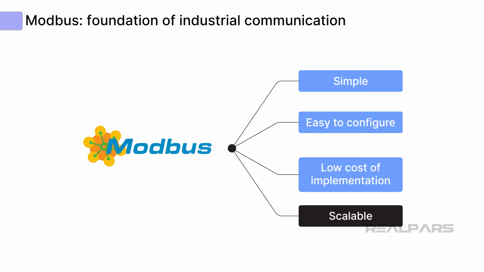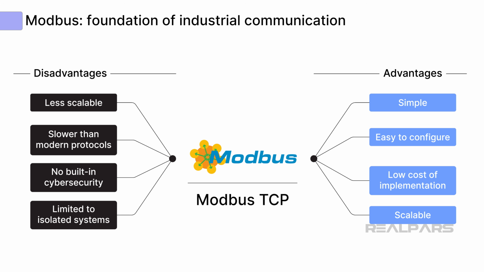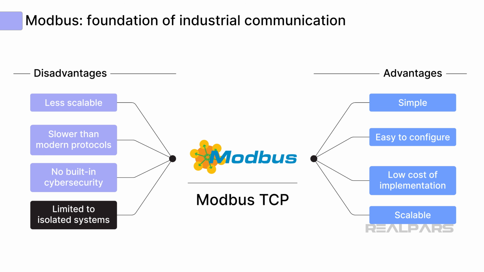of implementation. Modbus protocol is scalable, thanks to the ability to use Modbus over Ethernet, called Modbus TCP. Even with these advantages, Modbus is not as fast or as scalable as other, more modern protocols. The serial version of Modbus does not have any built-in cybersecurity features, so its use is typically reserved for systems without outside network access points.